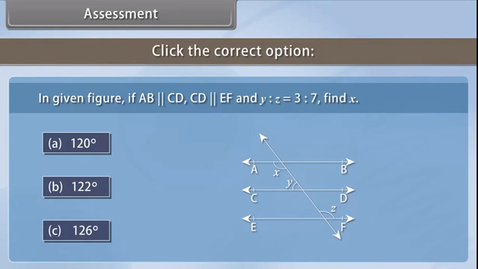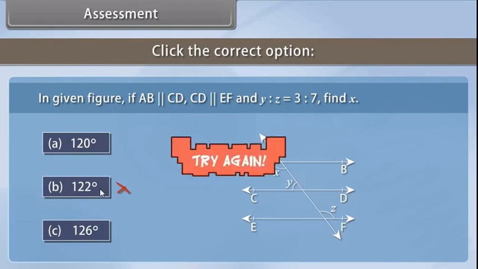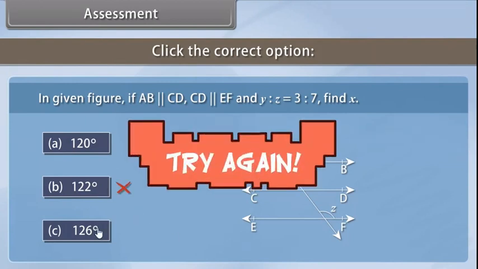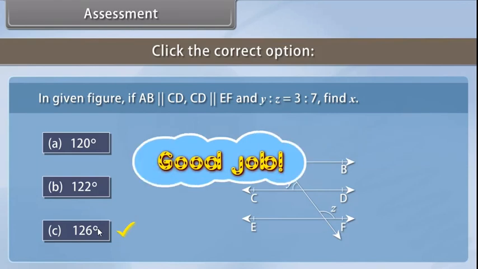Assessment. Let us go through an interactivity now. Click the correct option. Try again. Very good.